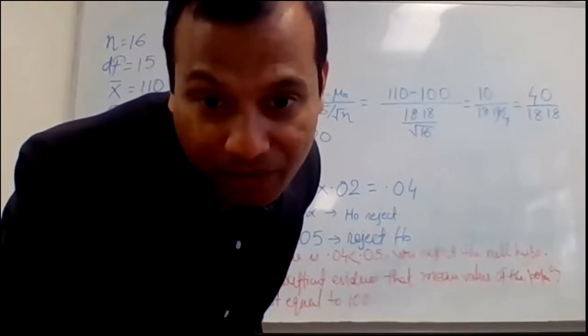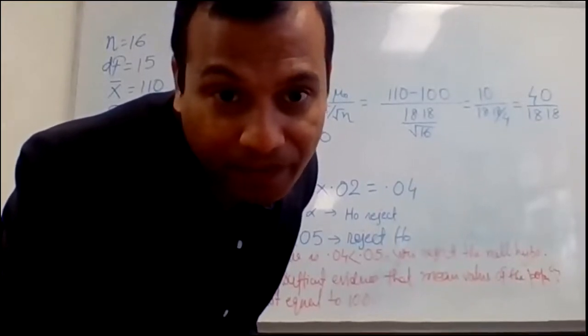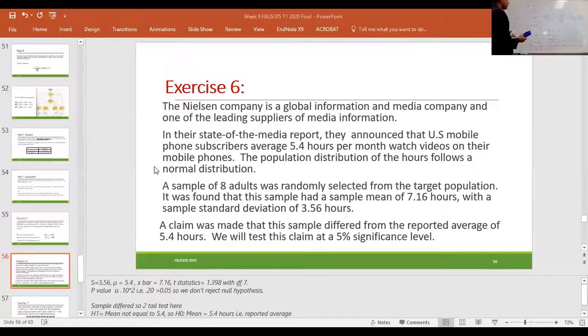Let me share the same thing with you. Yes, exercise number 6. You need to formulate H0 and HA in this case. I'm not erasing everything, just because I might be using the same thing again and again.